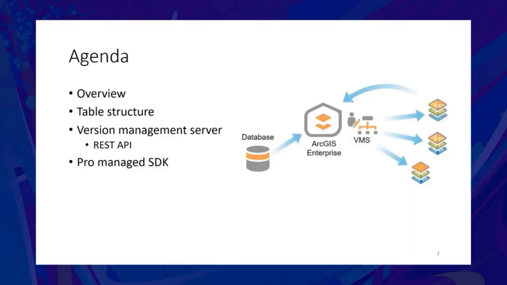This session will present some of the technical details behind the branch versioning model that was developed for ArcGIS Enterprise and ArcGIS Pro. I will take a few minutes to give a high-level overview before I hand it off to Kevin to share how the database table structure has changed to support branch versioning and what makes this model performant. Eric will present the new version management server, REST API, and will highlight common workflows from a REST API client perspective.